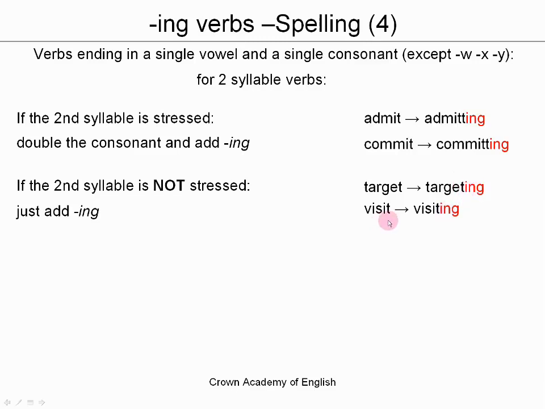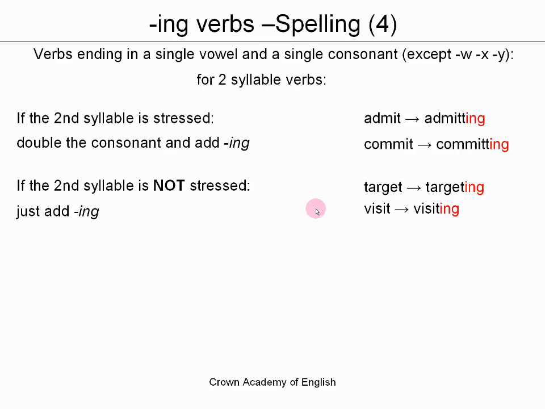And it's the same here. Visit. So we say I visit. We don't say visit. So the second syllable is not stressed. We do not double the T. We just add ing.